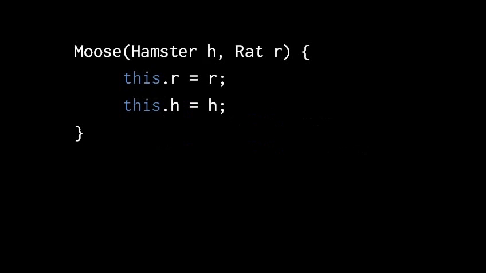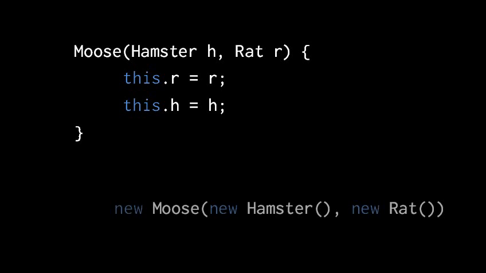Another common thing to do with constructors is to have the default values for the fields come from parameters to the constructor. So here we're defining the Moose constructor to take one parameter of type Hamster and one parameter of type Rat, and then assigning them to the appropriate fields. So when we create a new Moose object with this constructor, we would supply first a Hamster object as the first argument, and then a Rat object as the second. There's actually quite a bit more to say about constructors, but we'll come back to them later.